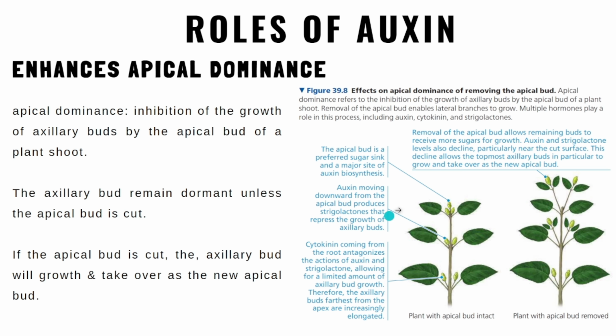So if the apical bud is cut, the axillary bud or lateral bud will go and take over as the new apical bud. It will receive more sugar and auxin. So with no auxin from the top, the topmost axillary bud in particular will take over as the new apical bud. And then a new apical bud will be formed here. Yeah. So this is what we call the role of the auxin.